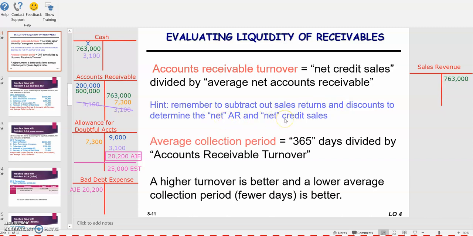And the average collection period is computed by taking 365 days divided by the accounts receivable turnover. And a lower average collection period or fewer days is better, and a higher turnover is better. So a higher turnover means that you're receiving money from your customers a lot more frequently.